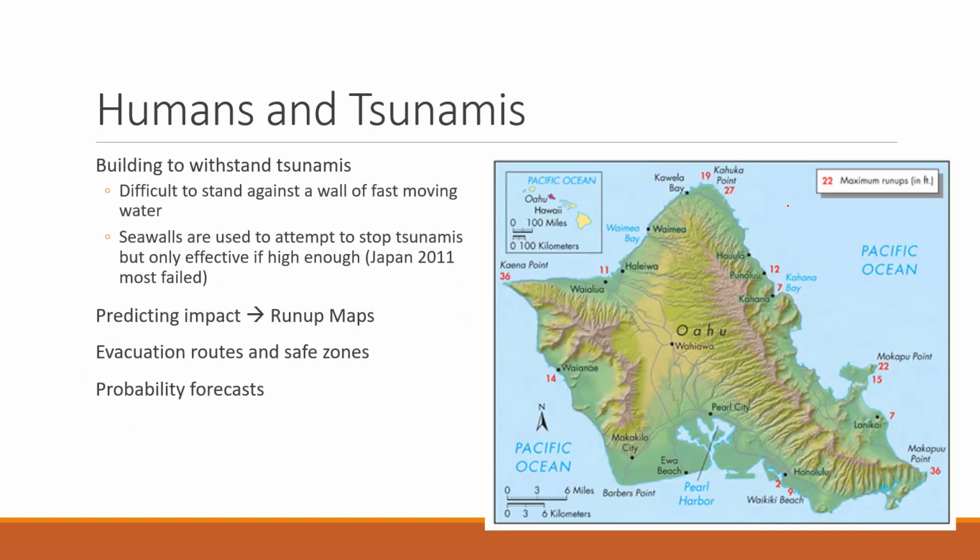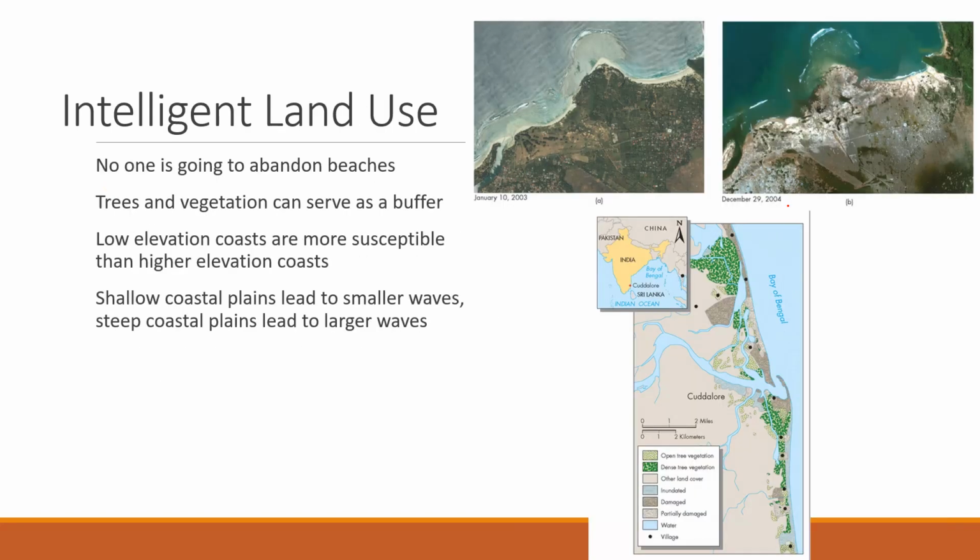So we can try to build to withstand tsunamis. It's hard to withstand against tsunamis. We can make seawalls to try to stop the wave. They're only effective if they're high enough. In Japan in 2011, most of them failed because they didn't anticipate that big of a tsunami. We can try to predict where we're going to have the worst run-up. We call these run-up maps. We try to predict where the water will come in, which then helps us determine evacuation routes and safe zones. And we can also give probability forecasts. We're going to see a couple of videos that talk about all these things.